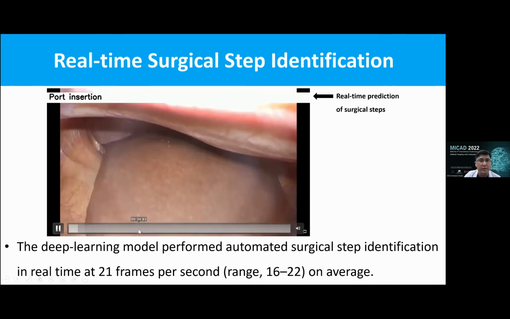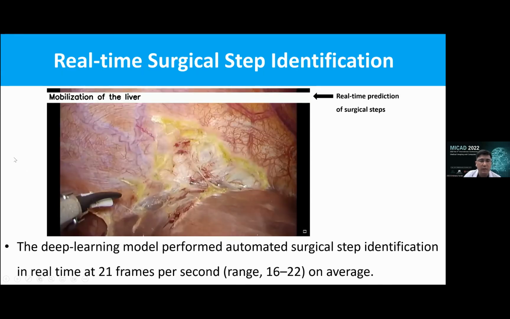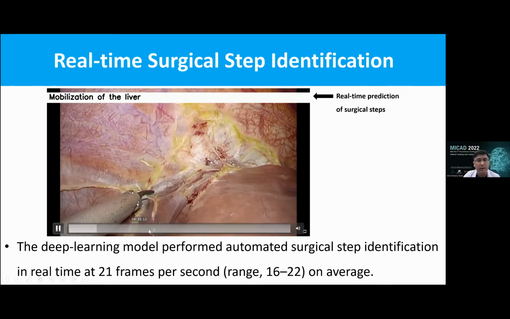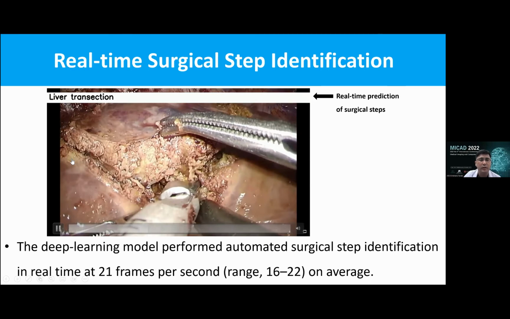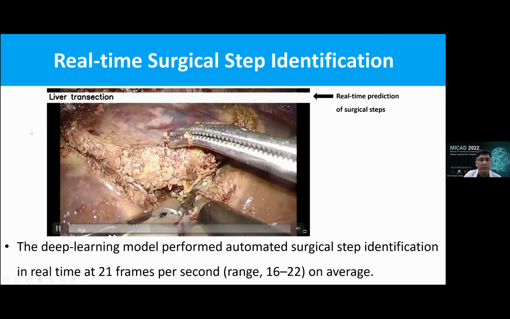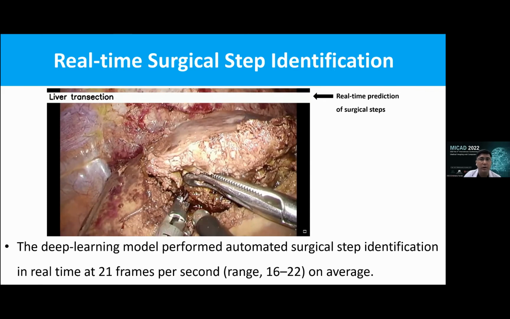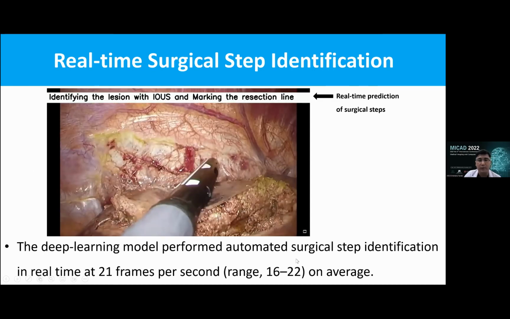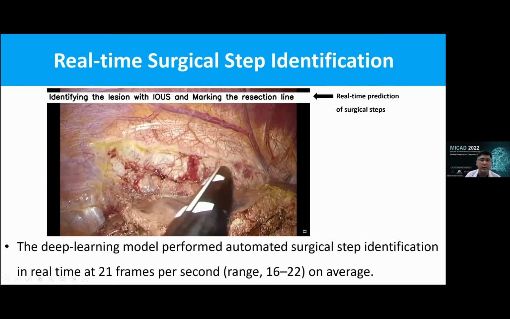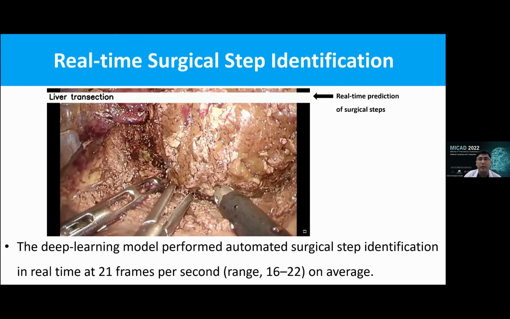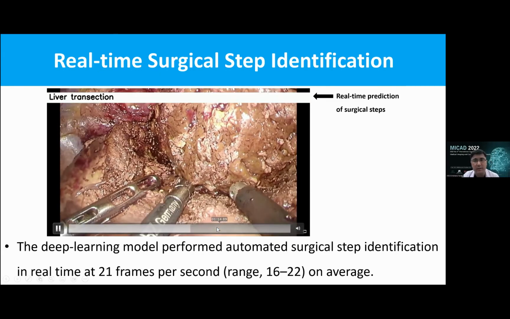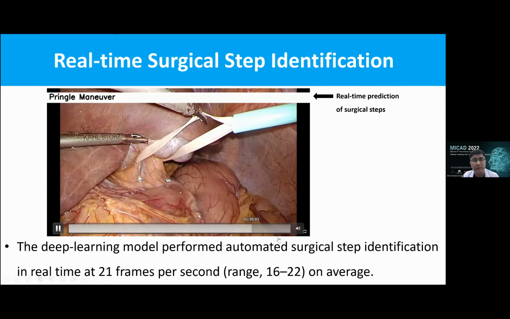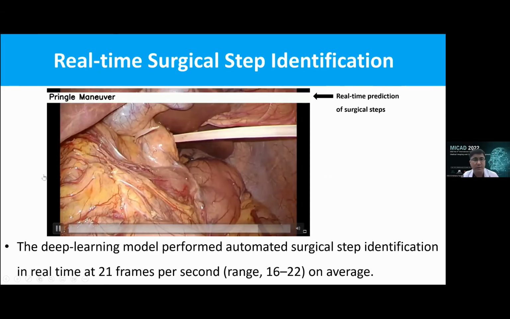This is a scene of port incision. And this is a mobilization of the liver, and this is a liver transection. Our model can recognize the surgical steps correctly. The deep learning model performed automated surgical step identification in real time at 21 frames per second on average. This is also a scene of the liver transection. AI correctly recognized the surgical steps.